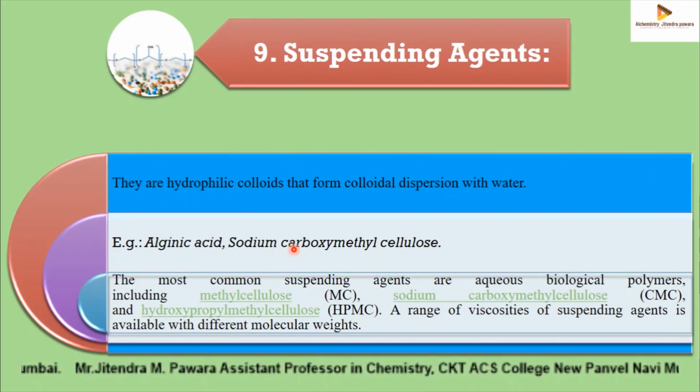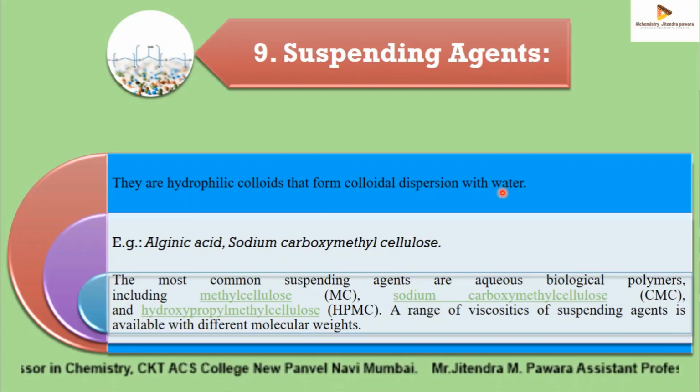The next excipient or adjuvant we are adding in the formulation of drug is suspending agent. They are hydrophilic colloids that form colloidal dispersion with water. Examples are alginic acid and sodium carboxymethyl cellulose. These are the examples of suspending agent, and the role of suspending agent is that they are hydrophilic colloids that form colloidal dispersion with water.